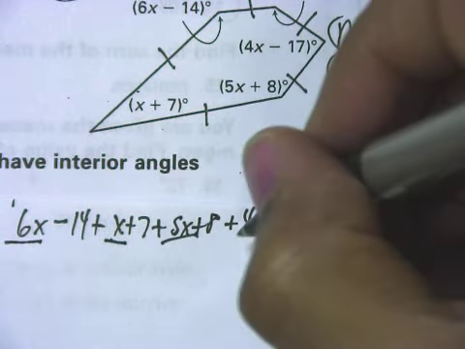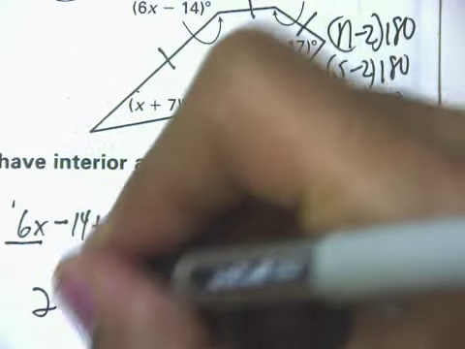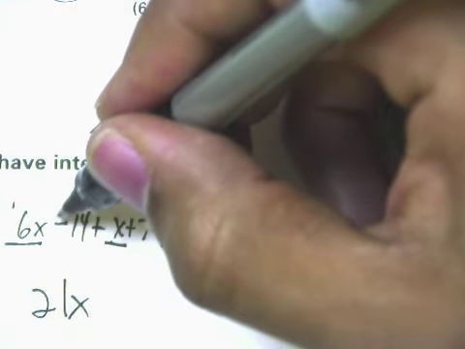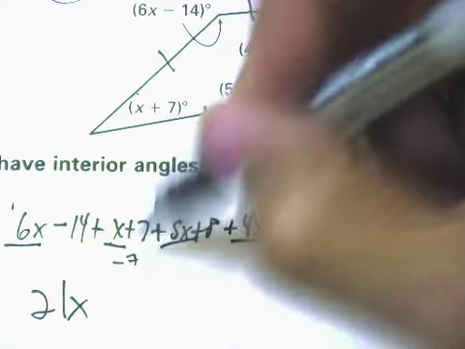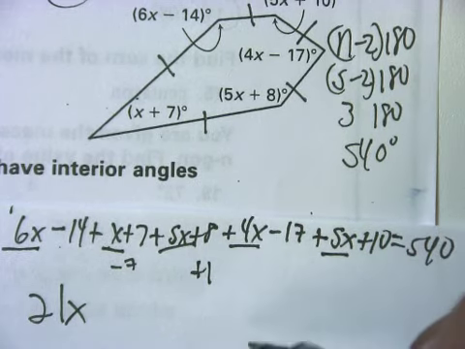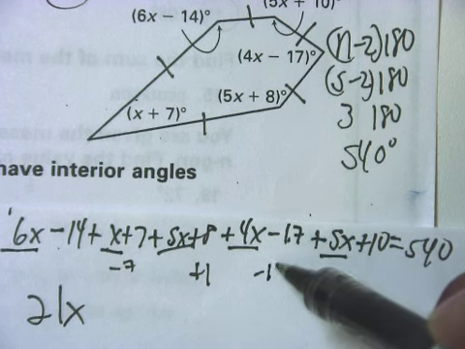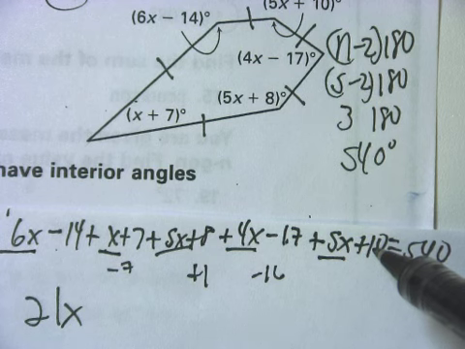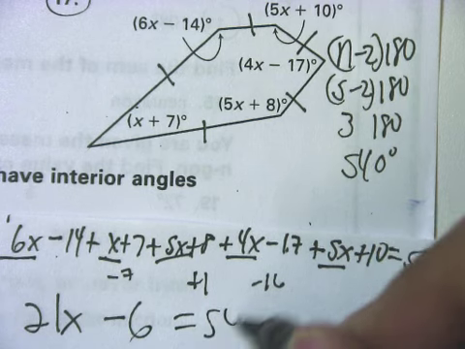So I have all of my variables. I'm going to combine like terms, and they should equal 540 degrees. Well, I got 6x and 1x is 7x, plus 5x is 12x, plus 4 is 16x, plus 5 is 21x. Then I have negative 14 and positive 7. Going to give me negative 7. But then I have negative 7 and positive 8 is going to give me positive 1.